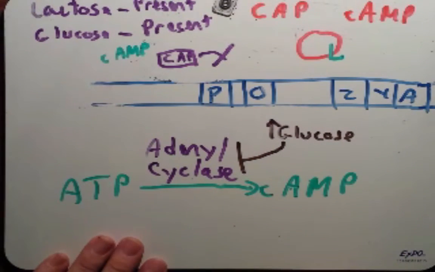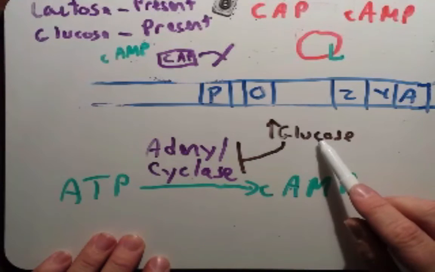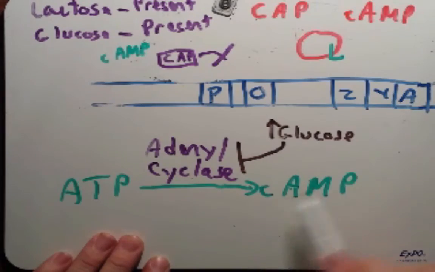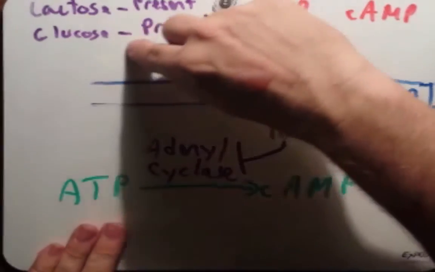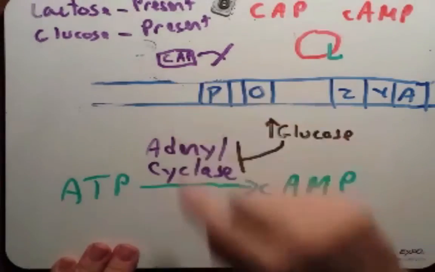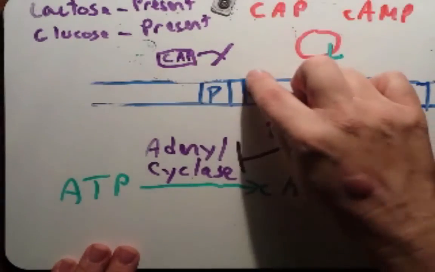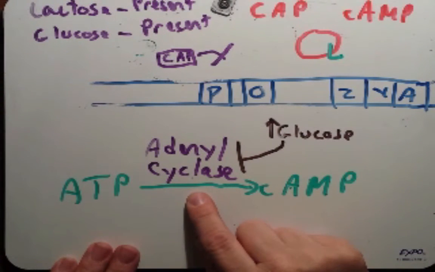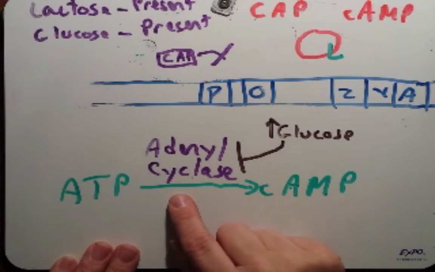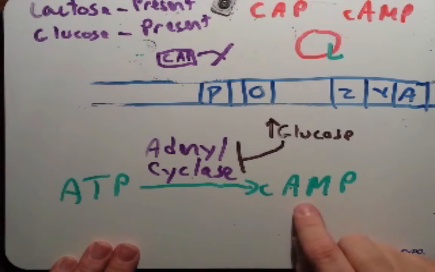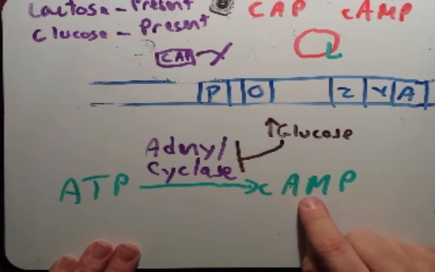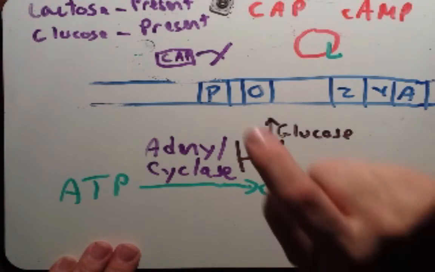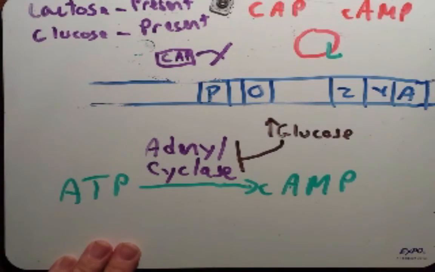As glucose is high in a cell, it inhibits this enzyme. We don't make cyclic AMP. If we don't make cyclic AMP, let's go ahead and erase that up here, it can't bind to CAP because it's not there, and so CAP is unable to bind to the promoter. So glucose is present, it inhibits adenyl cyclase. If adenyl cyclase is inhibited, we can't make cyclic AMP. No cyclic AMP means CAP can't bind to it. If CAP can't bind to it, it can't bind to the promoter, and we can't turn these genes on.